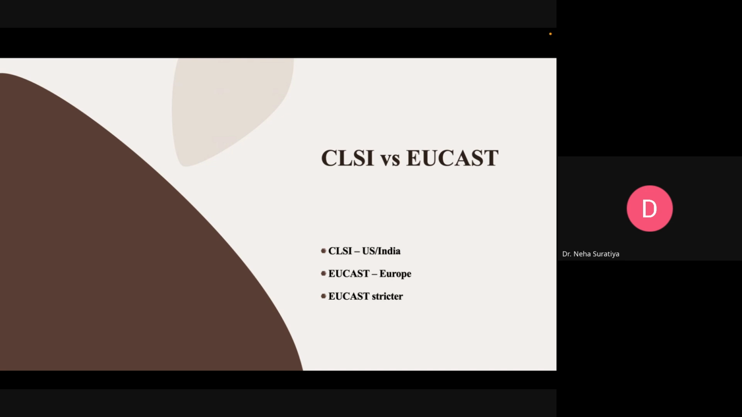CLSI publishes guidelines on how to do AST, antimicrobial susceptibility testing. CLSI publishes guidelines for AST, MIC breakpoints, and laboratory standards, that is, what laboratory standards need to be there to perform these things. CLSI is generally followed in India, the USA, and many other countries as well. On the other hand, we have EUCAST. The full form is European Committee, European, that is EU.